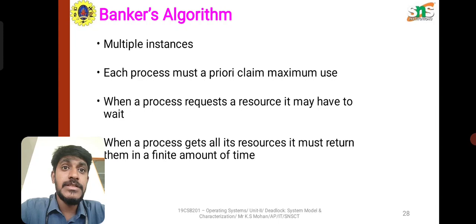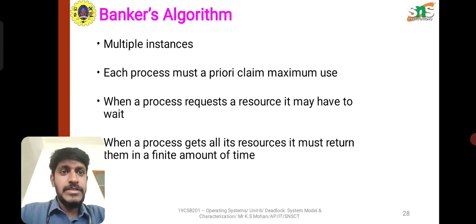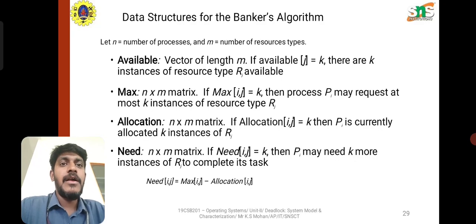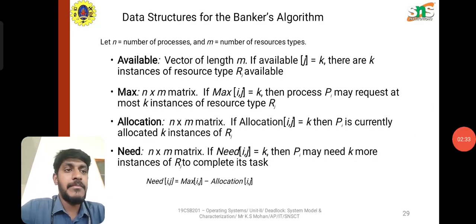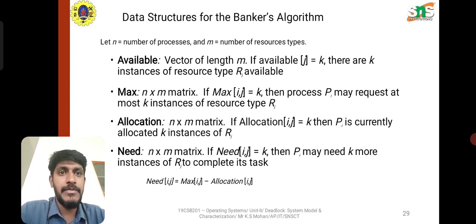For multiple instances, each process must have a prior claim of maximum use. When a process requests a resource, it may have to wait. When a process gets all its resources, it must return them in a finite amount of time. The data structures for Banker's algorithm are available, max, allocation and need.